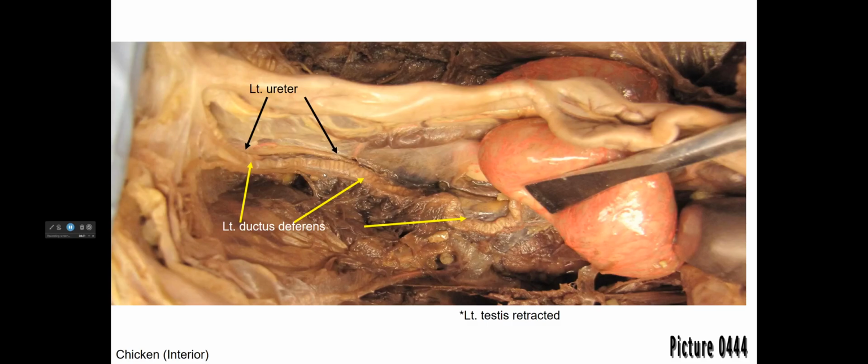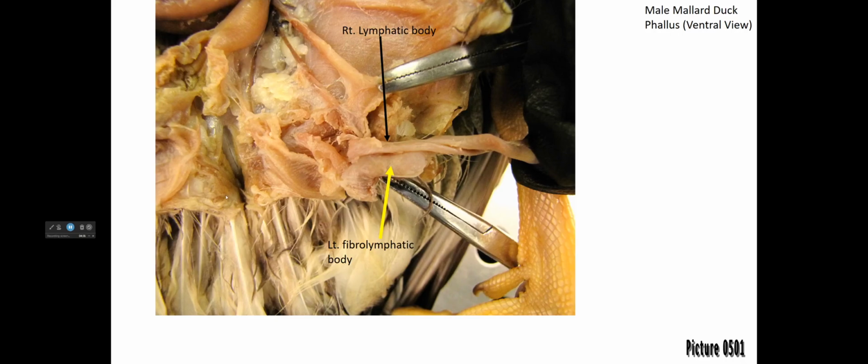In picture 444, we see the avian testicle. We see the left ductus deferens. Up here, although it's not labeled, will be the epididymis, and then we also see the ureter. Picture 501 is a high magnification of the phallic organ of the mallard duck. It's being extended, and then we can see the left and right fibrolymphatic bodies, making up the substance of the organ.